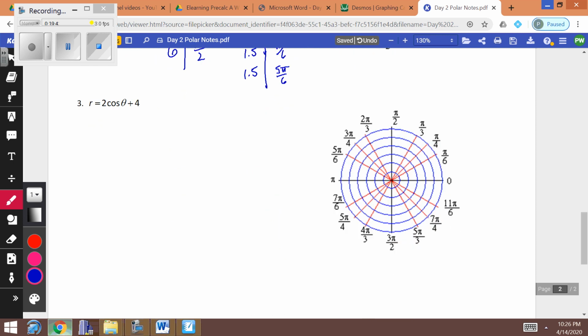Again, I am going to start off and let's put where r is 0. So what we're going to get if I subtract the 4 and divide by 2, we want to know where is the cosine -2. It is not. There is no solution to that. So that means it does not intersect the pole.